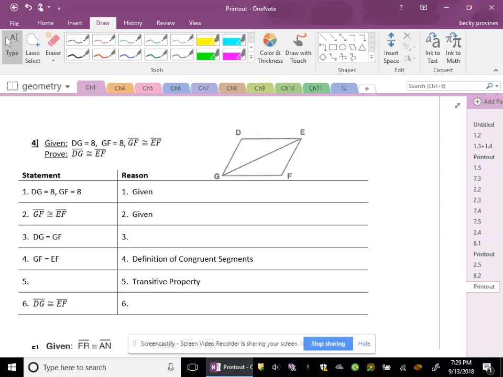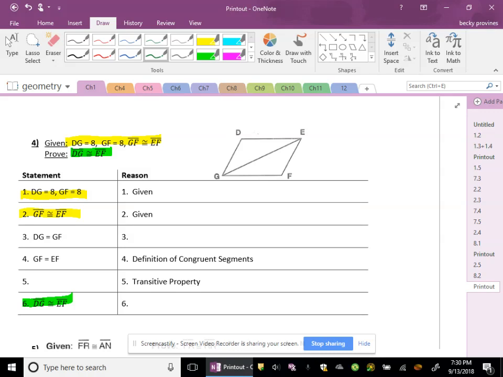All right, number 4. Again, they gave you a lot of given information. Lots of given information. And again, they put it in 2 steps. You could have put it in 1 if you wanted to. They give you a proof statement, which goes last.